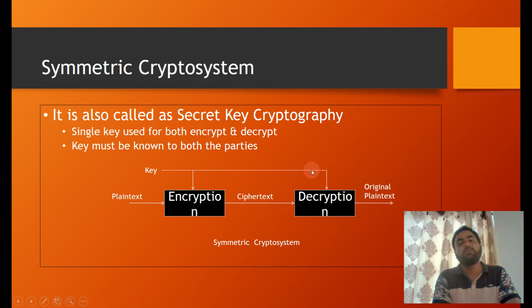In the decryption, the receiving end uses the same key to decrypt the message and convert the encrypted cipher text into the original plain text that was actually sent by the user. This is the complete scenario of the symmetric key cryptosystem.